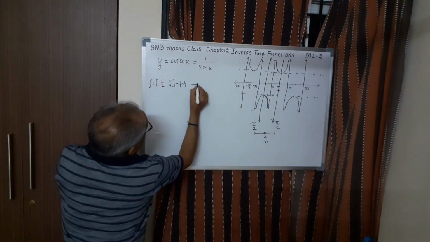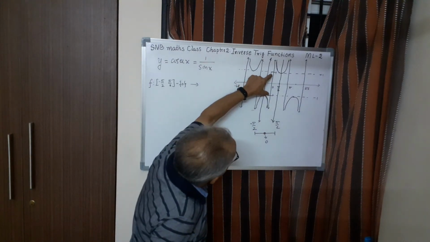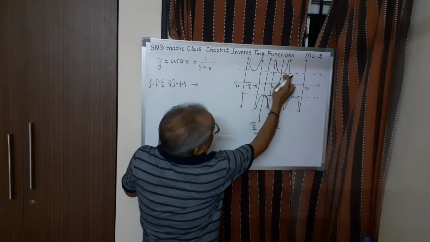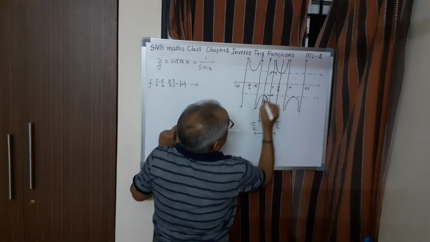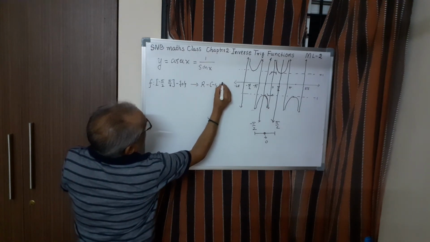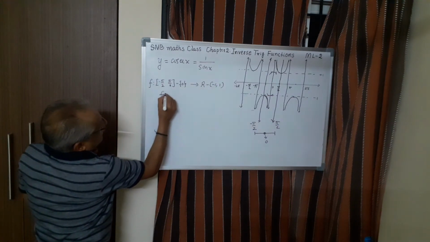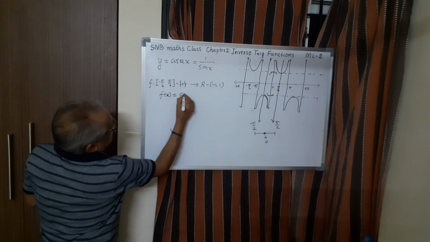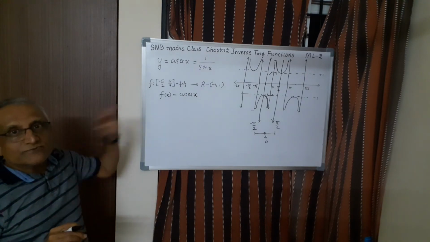So 2. What should be the codomain? This much is not taken. Of course, 1 I have to include here. Only the open interval here I have to exclude. That means R minus the open interval minus 1 to 1 I have to take. So if I define this, f of x equal to cosec x, this is bijective.